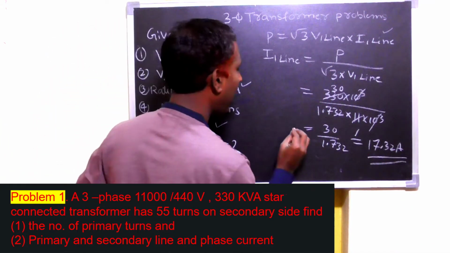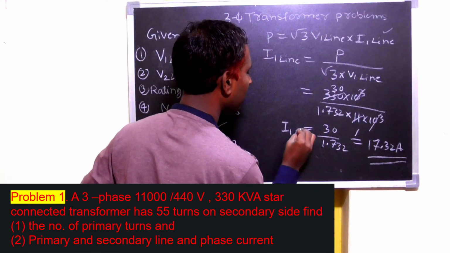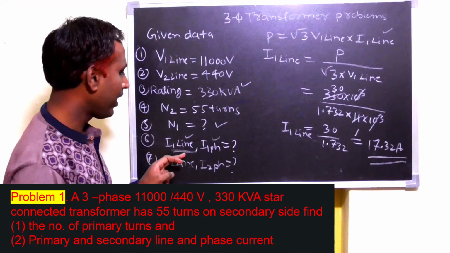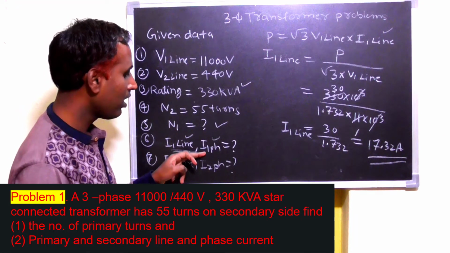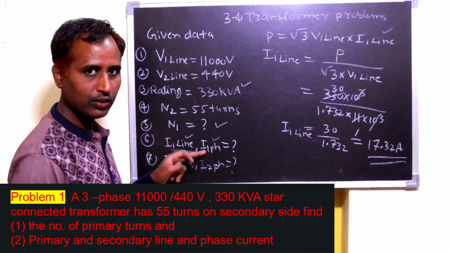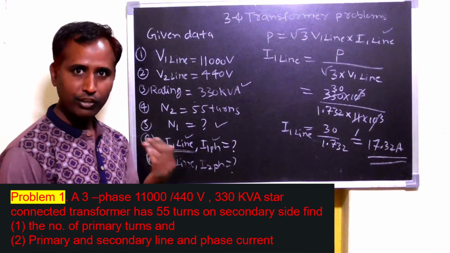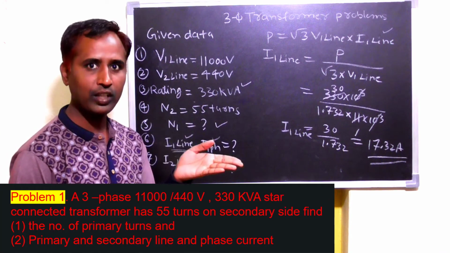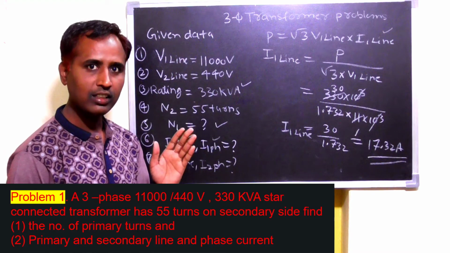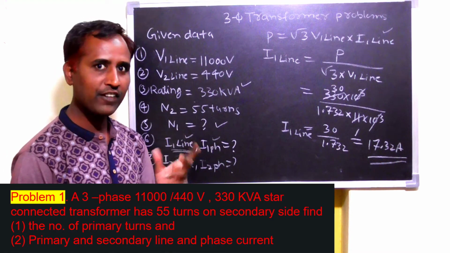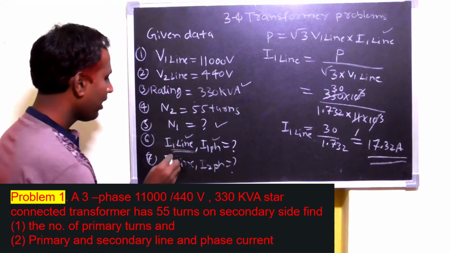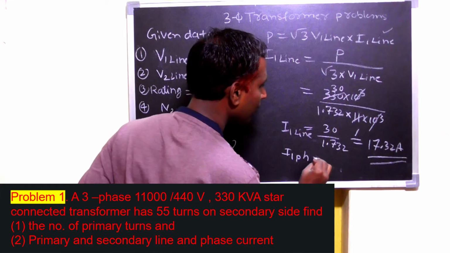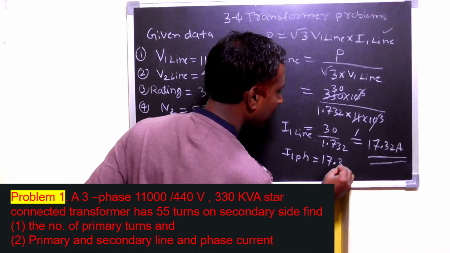This is the I1 line current. Next I have to find the I1 phase current. The trick is, we know that in star connection the line current equals the phase current. Means in star connection the current is the same, the voltage is different. That's why I1 phase is also equal to 17.32 amps.